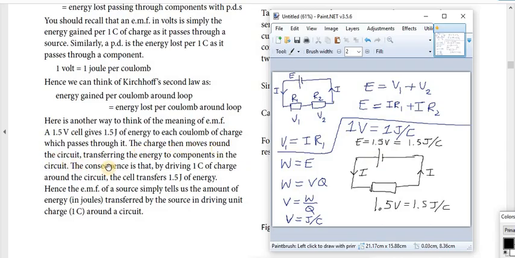The charge then moves around the circuit, transferring the energy to components in the circuit. So when it passes, here is one component, it transfers energy. The consequence is that by driving 1 coulomb of charge around the circuit, the cell transfers 1.5 joules of energy. So over here 1.5 joules of energy is converted to thermal energy. Hence the EMF of a source simply tells us the amount of energy in joules transferred by the source in driving unit charge around a circuit. So again, the amount of energy transferred by this source in driving 1 coulomb of charge around the circuit is 1.5 joules.